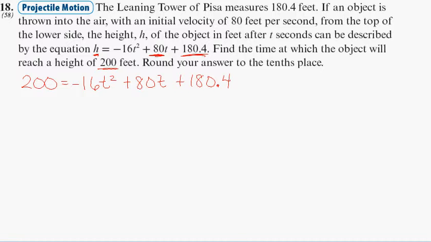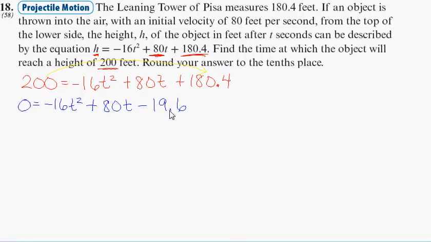Bringing the 200 over here. Let me just do that. I'm going to bring the 200 right over here, okay? So in doing that, I'm going to get an equation that says 0 equals negative 16t squared plus 80t minus 19.6.